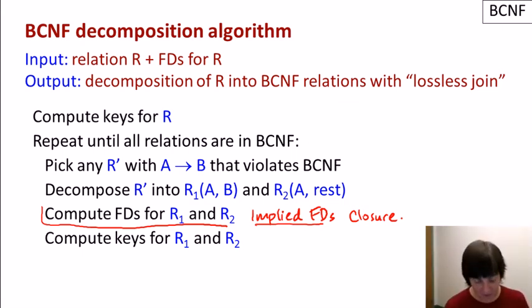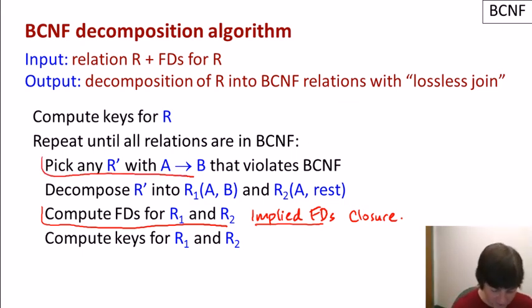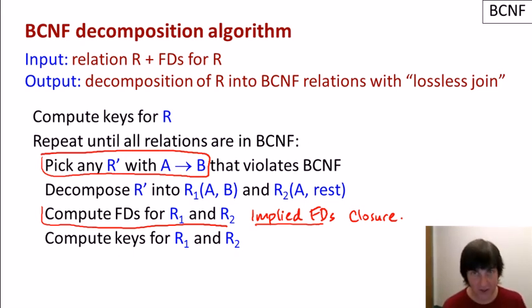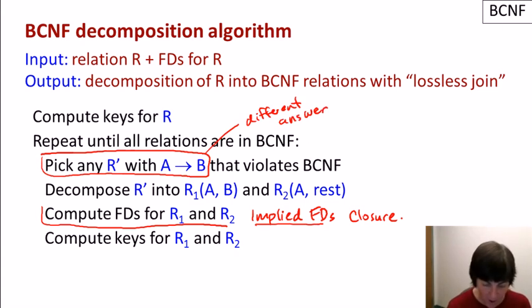Second, let me mention that there's a little bit of non-determinism in this algorithm. It says pick any of our relations with a violating functional dependency and use that to guide the next decomposition step. So the fact is that you can get a different answer depending on which one you choose at this point in time. All of the results will be BCNF decompositions, but they might not be the same one. And in fact, if you go back to the example that I did and you pick the functional dependencies in a different order, you might get a different final schema. But again, it will be in BCNF.